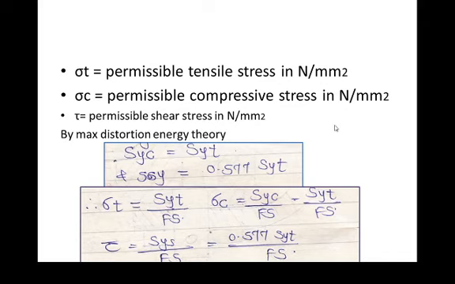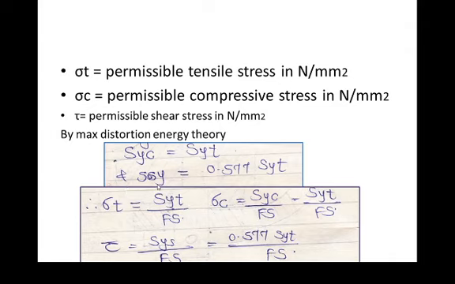Now let us evaluate the permissible stresses. Sigma T is the permissible tensile stress, sigma C is the permissible compressive stress, and tau is the permissible shear stress. By using the maximum distortion energy theory of failure, the yield compressive strength will be equal to the yield tensile strength, and the yield shear strength will be taken as 0.577 of SYT, that is, 0.577 of the yield strength in tension.